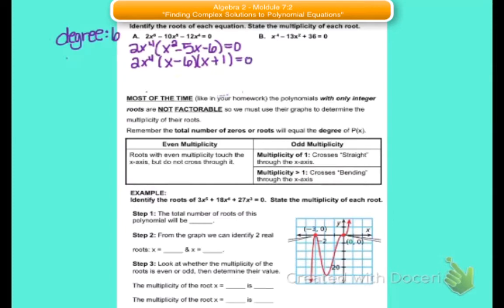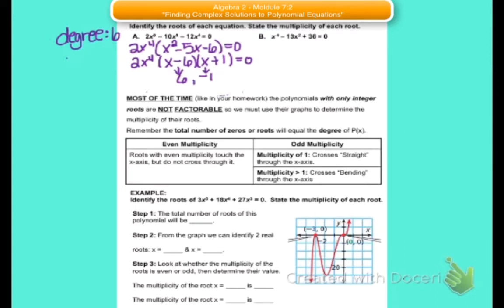So if I looked at each one of these factors, I know that if I use the zero product property and set them equal to 0, the x minus 6, that binomial, would indicate a 0 or a root of a positive 6. The x plus 1 would indicate a root of a negative 1. So that's 2 of the 6 possible solutions. Well, where do the other 4 come from?